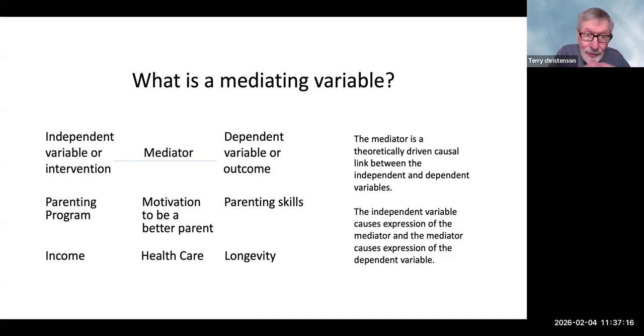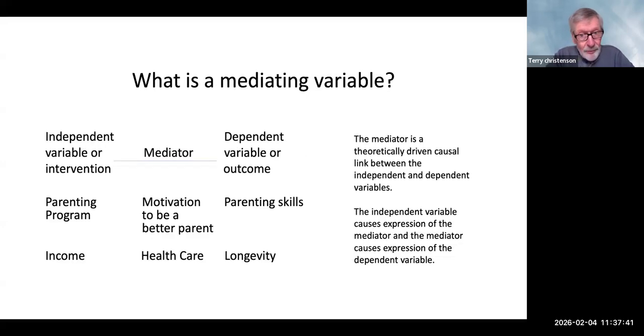Why does the independent variable influence the dependent variable? Well, because of maybe motivation to be a better parent, or in terms of income and longevity. Income is the independent variable, your dependent variable is longevity. What is the mediator? Well, maybe it's healthcare that mediates this relationship between the two. That's what mediators are. Next slide, please.